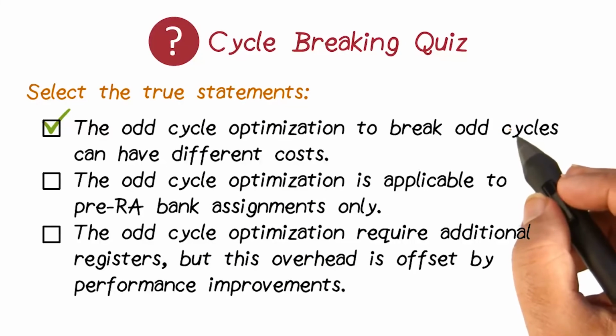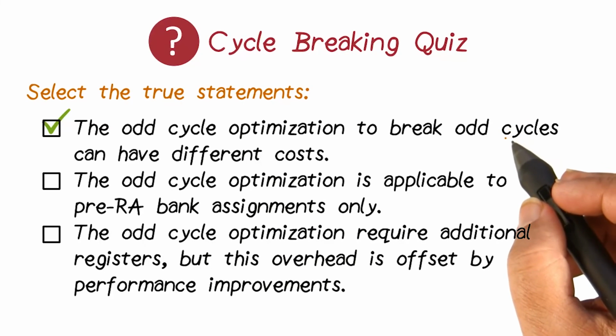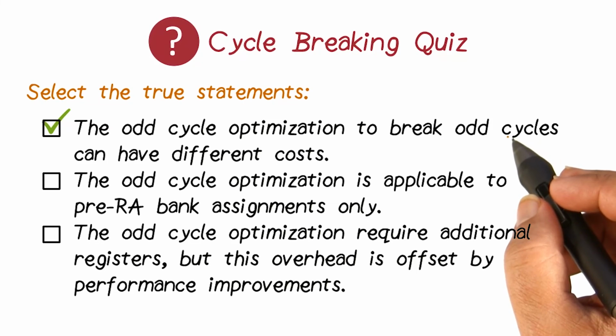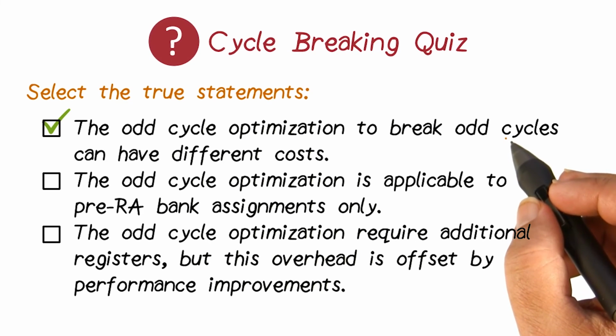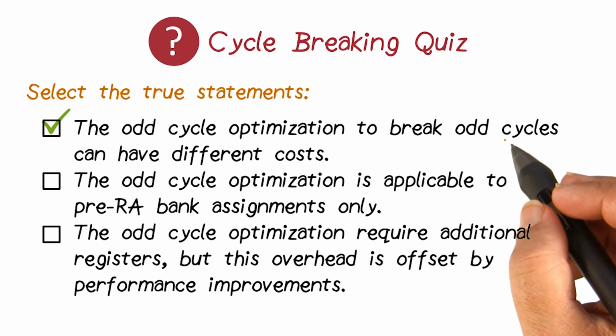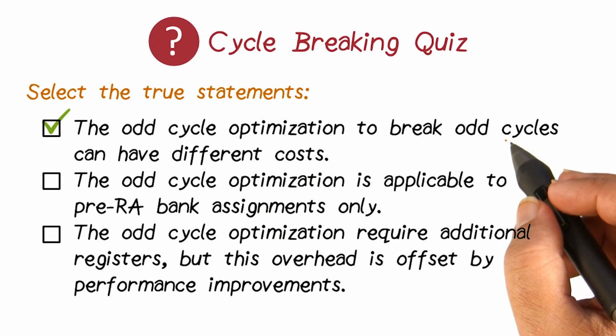And let us come back and now look at the answers to the quiz. So which statement is really true, or which statements could be true here? The odd cycle optimization to break odd cycles can have different costs. This statement is true. We've seen an example wherein if we cut the live range in different ways, it could still break the cycles, but it could incur maybe more move instructions in those cases, such as breaking the cycle at Y and Z costs more than just breaking it at X.